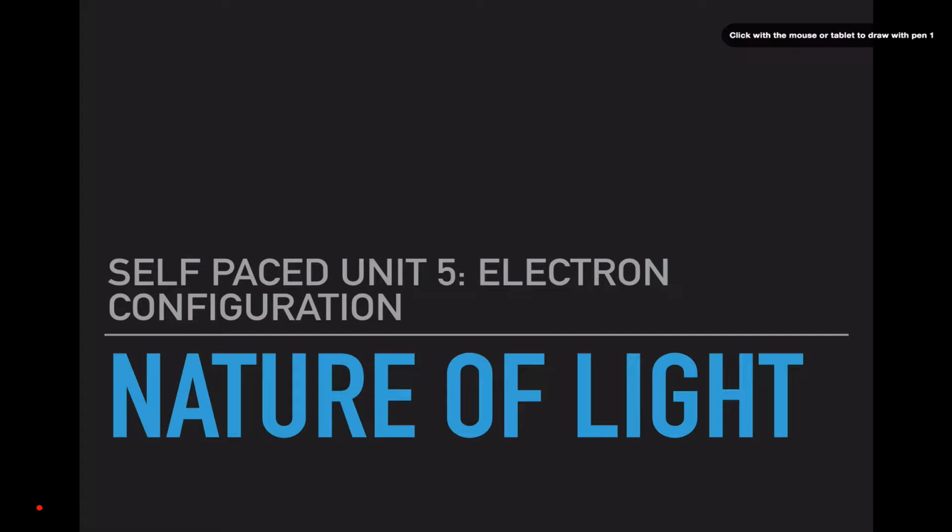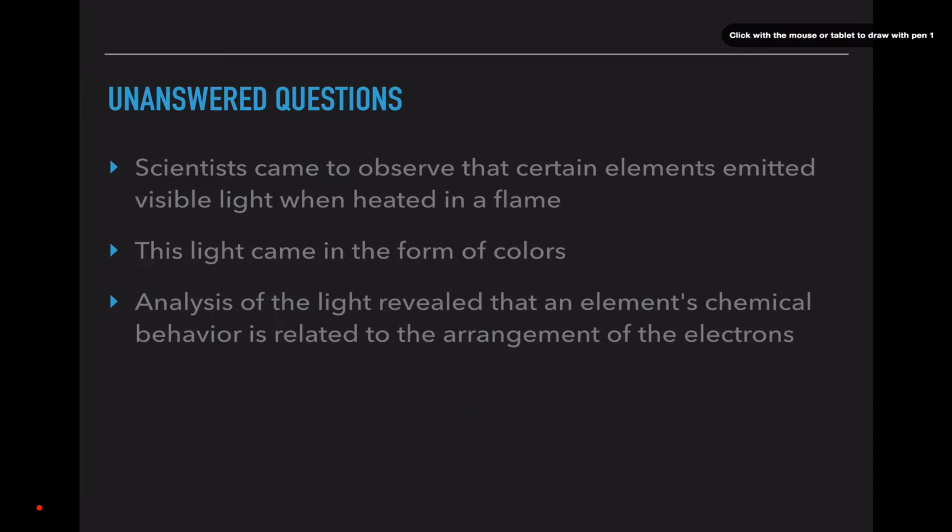Hey guys, today we're going to talk about the nature of light, how light acts, and what causes it to act that way. There are a lot of unanswered questions about the atom and elements in general, and scientists came to observe that certain elements emitted visible light when heated in a flame. If they took a sample and put it in a fire, it ended up glowing a different color.